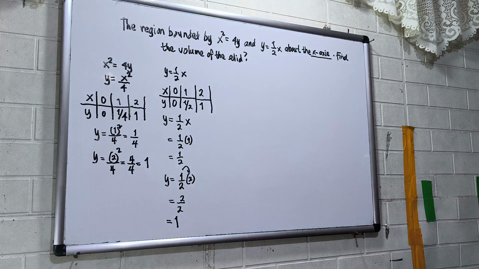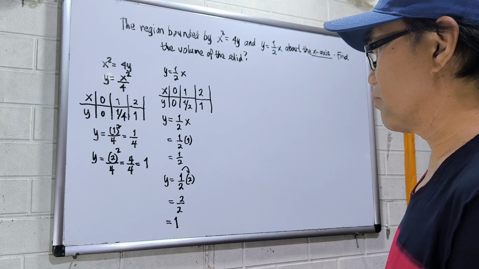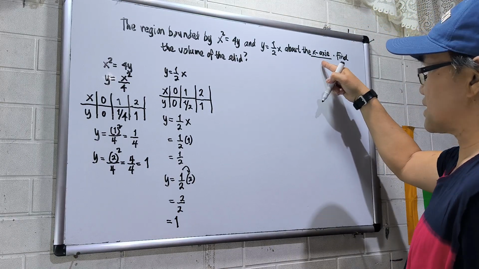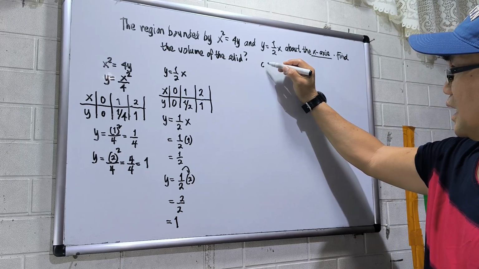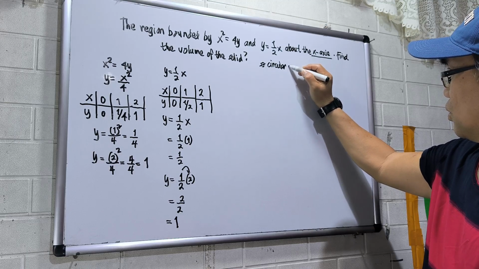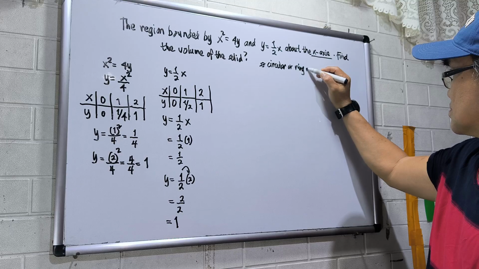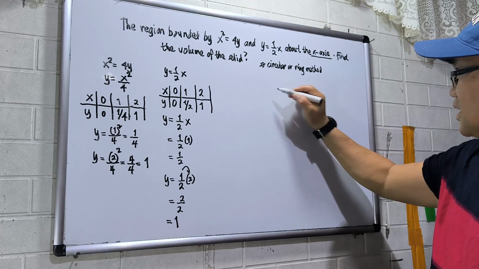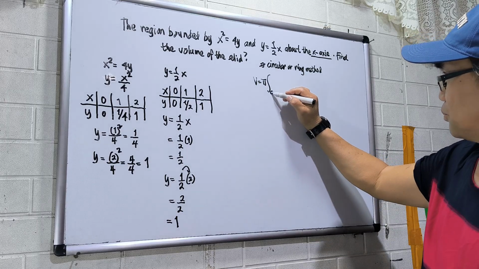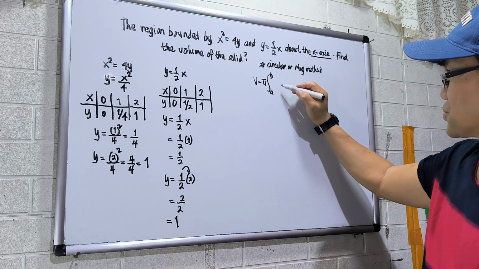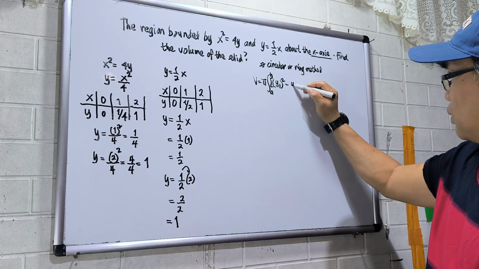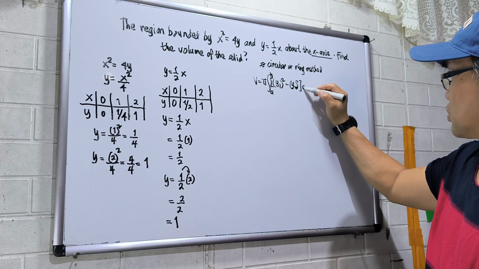Okay? So I will plot the points in the Cartesian coordinates. Take note, this is the x-axis. So I will use the circular or ring method. The formula is volume is equal to pi integral from a to b, then if there are 2, just write y sub 1 squared minus y sub 2 squared, and then this will be dx. Okay?